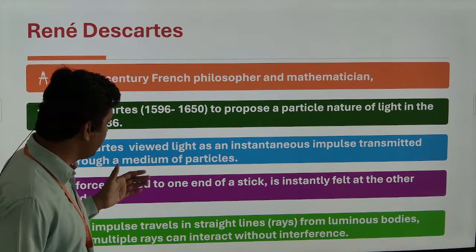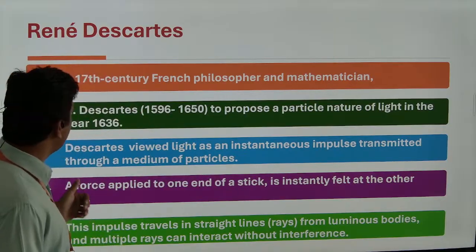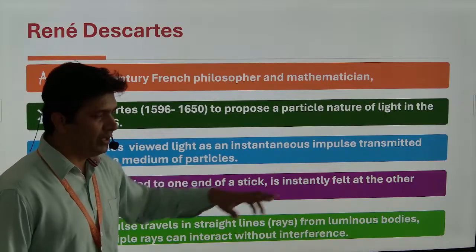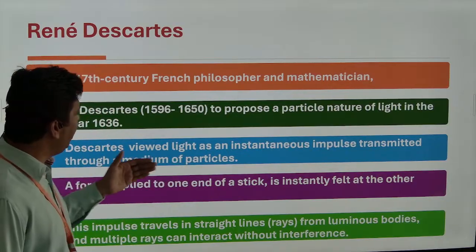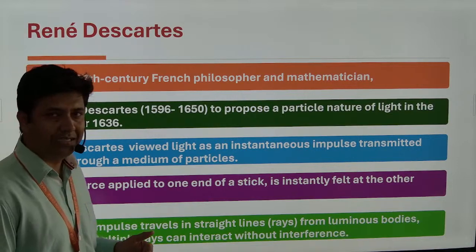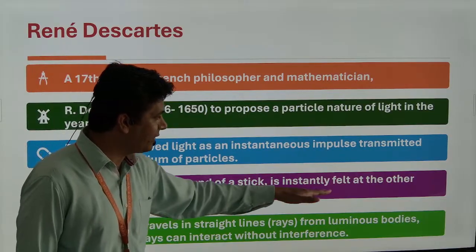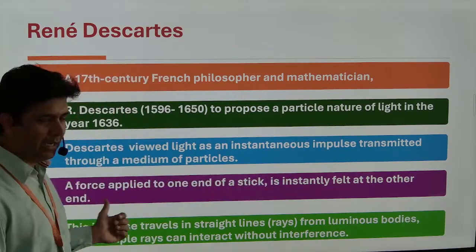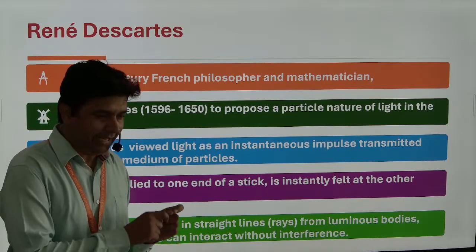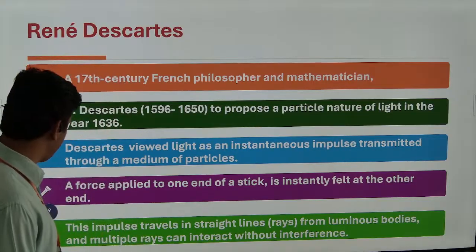So Descartes viewed light as an instantaneous impulse transmitted through a medium of particles. It is an instantaneous impulse which gets transmitted through a medium of particles. This is what was said by René Descartes. A force applied to one end of a stick is instantly felt at the other end. That means if you apply force to one end of a stick, it travels through that stick and reaches the other end of that stick.